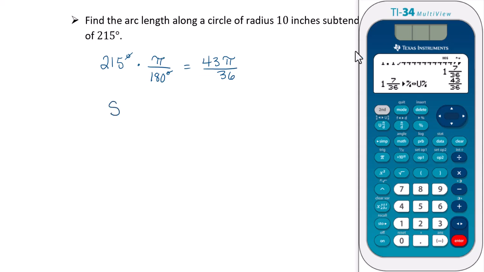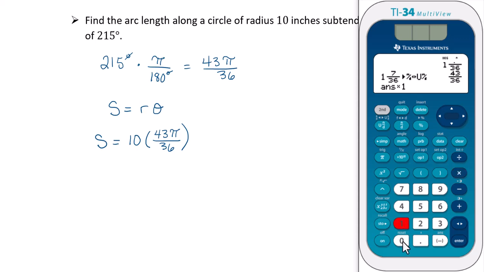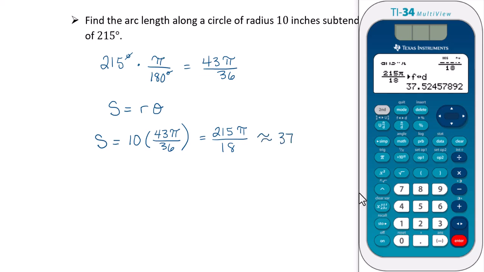Now that I have my radian measure, I can use the formula S equals r times theta. The arc length is the radius, which we know is 10, times theta in radians, which is 43 pi over 36. And I can put that into the calculator. Just going to take my previous answer and multiply it by 10. Again, you can change to improper fraction form. So this is going to be 215 pi over 18. I can multiply this now by pi, and this will give me a fraction, but we can change that to decimal form. So it's approximately 37.52, and this will be in inches, the same unit as the radius.